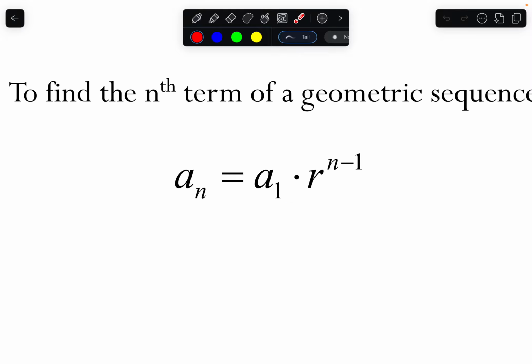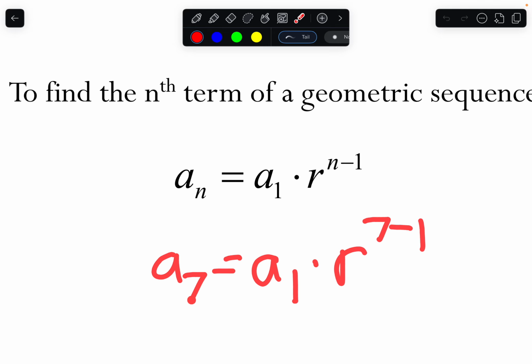So for example, if I want the a sub 7th term, I would take the first term and multiply that by 7 minus 1 r's, right? So from that first term, I need to multiply 6 r's in order to get the 7th.